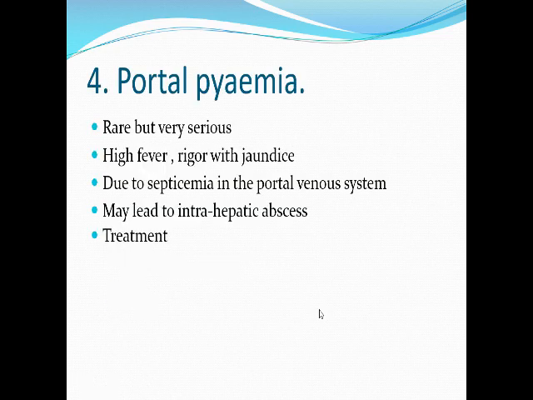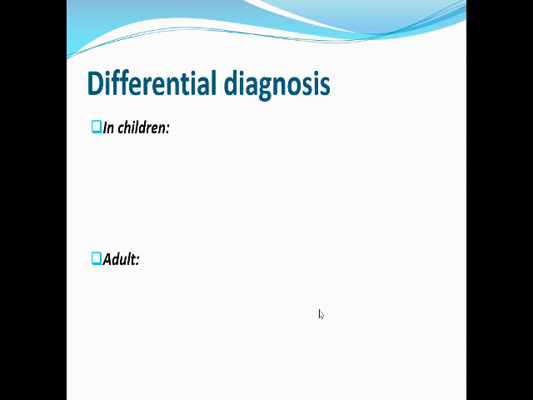Another complication is portal pyemia. This is one of the rare complications nowadays, when the organism or pus moves from the appendix through the appendicular vein to the portal vein, leading to portal pyemia, pus in the portal circulation. It might lead to intrahepatic pyemic liver abscess. The treatment is intravenous antibiotic, and sure you have to remove the appendix.